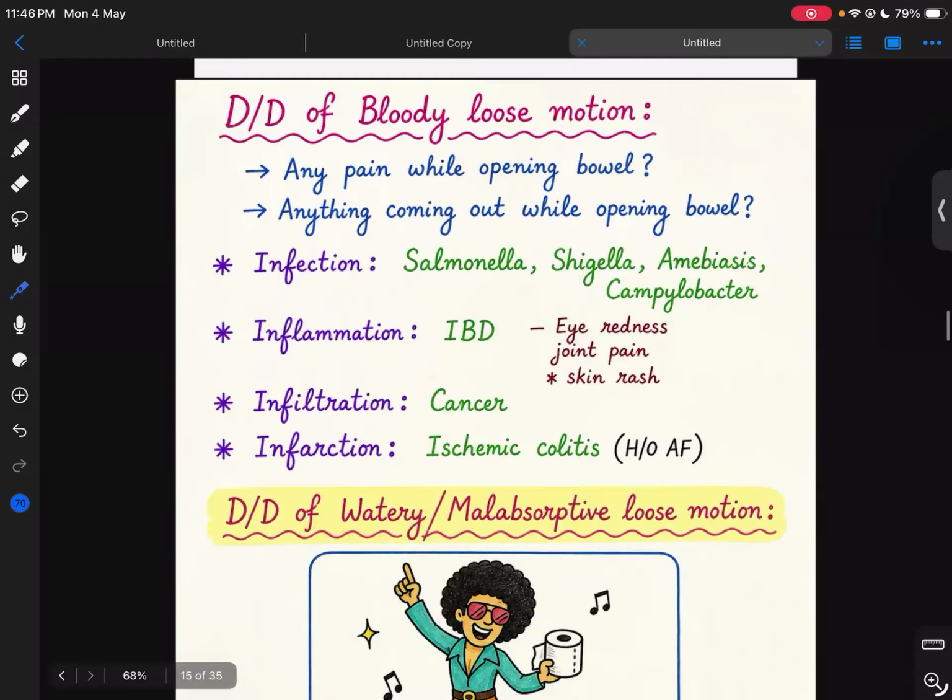So may I know if there's any question on the differential diagnosis of bloody loose motion? Then we'll proceed to the next.